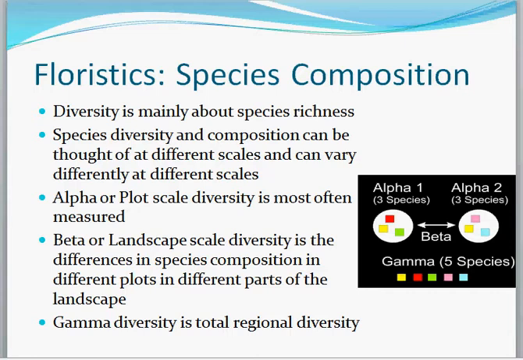Okay? And finally, gamma diversity is the total regional diversity that you find. So gamma diversity would be the number of species you find, say, in northern South America, or the number of species that you find, say, in the Amazon basin, or the number of species you find in Central America. And we've got a little graphic here which illustrates this.